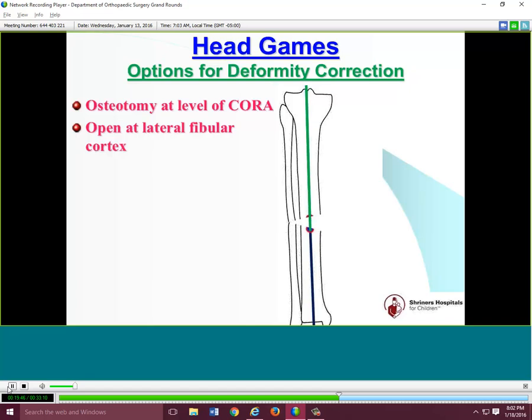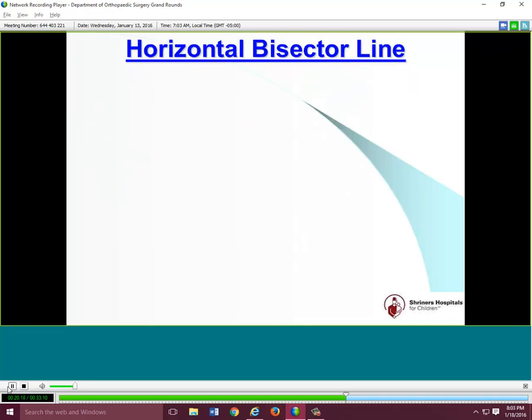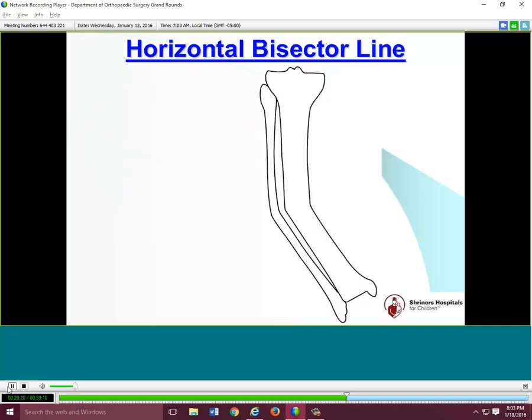Like that. Well, that's really easy to do, except where do you need to hinge to get things to correct? Because if I chose a different point to try to hinge it, so this is now a big opening wedge osteotomy, but if I chose the wrong place to hinge it, instead of there, I decided to hinge it there, I'd have this instead. I would still have my knee parallel to my ankle, but there'd be an offset, and I'd be creating a deformity. So how do you know where to hinge it? And that introduces something called the horizontal bisector line.